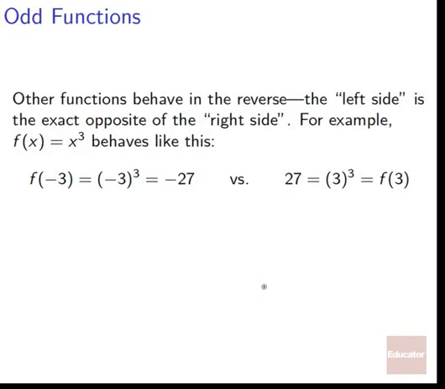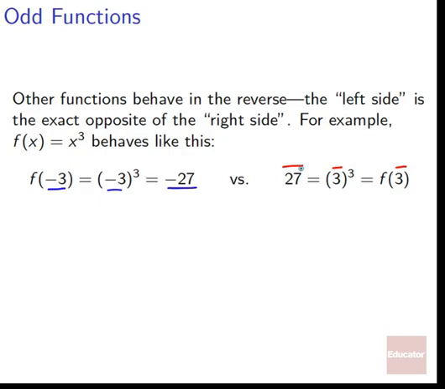Right. Odd functions, the reverse of this idea. So other functions will behave in the exact reverse. The left side is the exact opposite of the right side. So for example, f of x equals x cubed behaves like this. If we plug in negative 3, then we get negative 3 cubed, so we get negative 27. But if we'd plugged in positive 3, we'd get positive 3 cubed, so we get positive 27. So you see, you plug in the negative version of a number, and you plug in the positive version of a number, and you're going to get totally opposite answers.